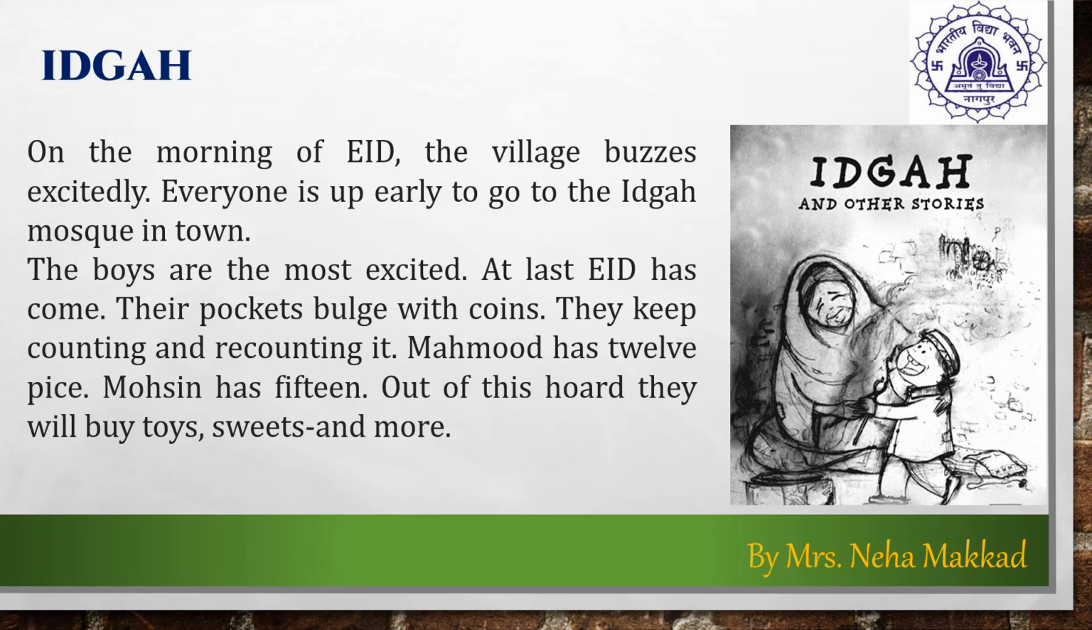And this boy named Mahmood had 12 pies. Now children, you know that our currency is the rupee. Pies means paise, a smaller denomination than the rupee. 100 pies make 1 rupee. Mohsin has 15 pies. Hoard means accumulated or gathered money. So out of this gathered money, they will buy toys, sweets and many other things.